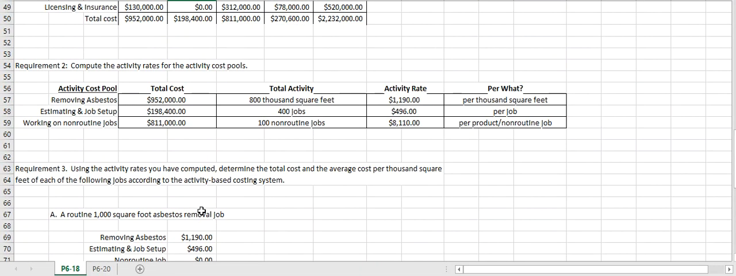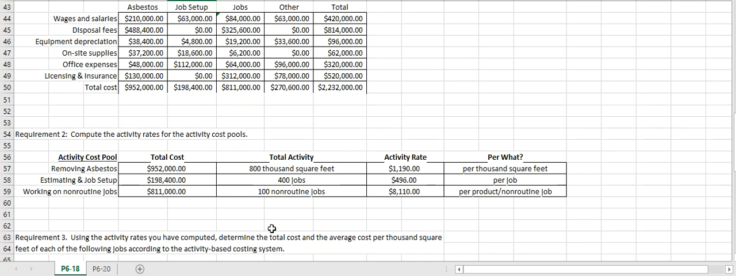The rest of it, I don't think there's anything too tricky about that, except maybe this one, knowing the per what part. So we're just going to calculate based on what they're telling us in the instructions is how they cost things out. So hopefully this was helpful.